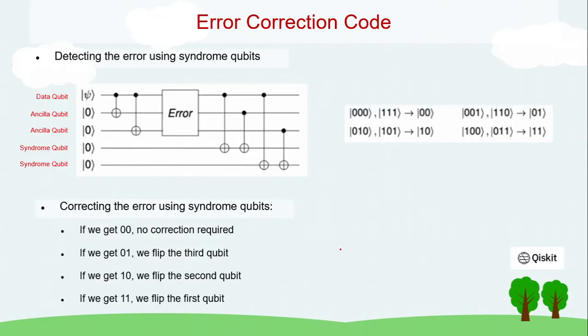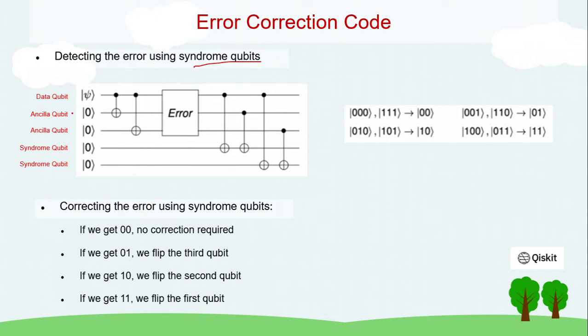Let us see how the error correction happens. As we discussed earlier, we can detect the error first with syndrome qubits and later use this information for correcting the error. And as we discussed earlier, the data qubit is what we are interested in manipulating or carrying.